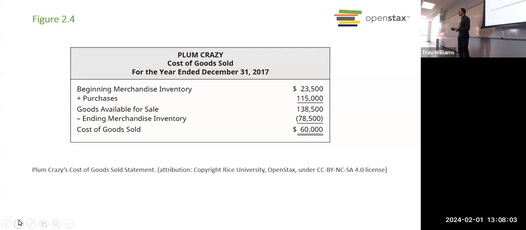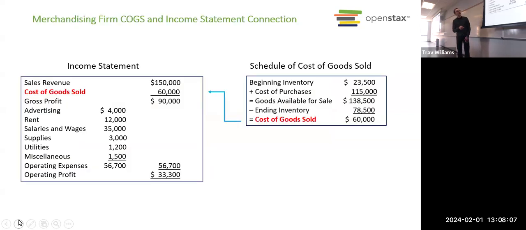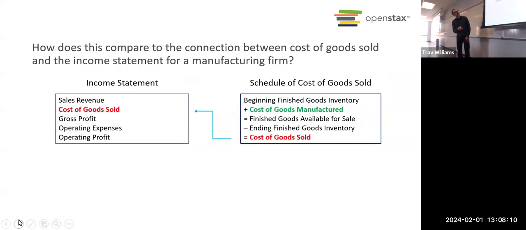But we also learned that for manufacturers, it's more complicated because for a manufacturer, you do the same thing, but you have to calculate the cost of manufacturing goods.